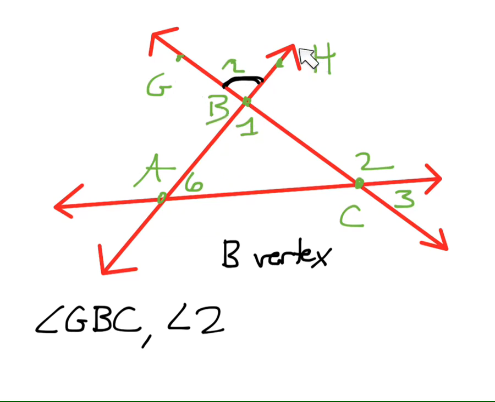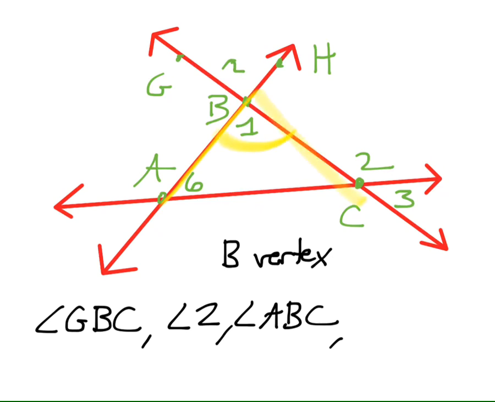Either GBH or HBG. Either of those would talk about that angle. Good. So angle 2 or GBH. What about another one that has B as a vertex? ABC. What would be another name for angle ABC? Again, I just start A, B, C. That would also be angle 1, right?